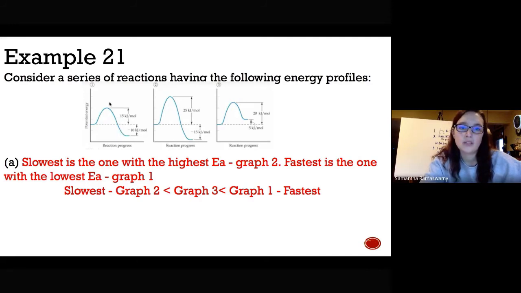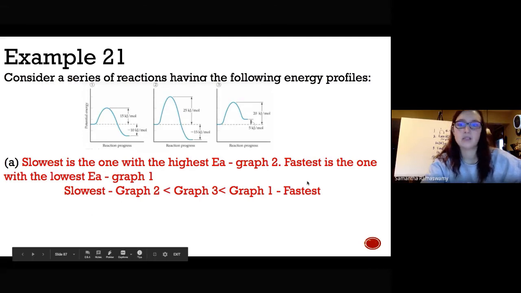So I want to point out the difference between graph 1 and graph 3. The activation energy is the energy from the reactants up to the peak. In graph 1, reaction 1, the activation energy is 15 kilojoules. Reaction 3, we're going from the reactants all the way up, that's 20 kilojoules. So the slowest is reaction 2, then reaction 3, then reaction 1 is the fastest. Again, we were ranking from slowest to fastest.